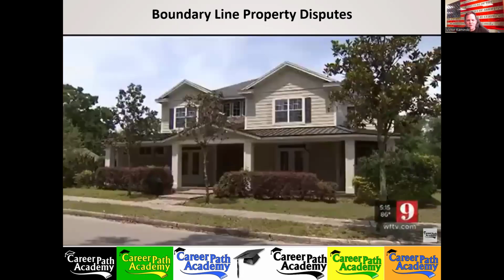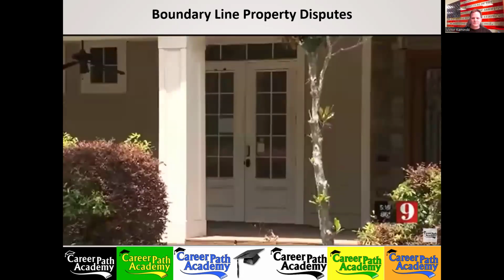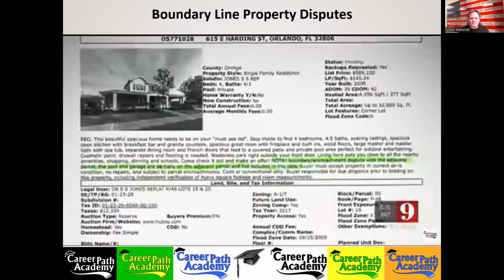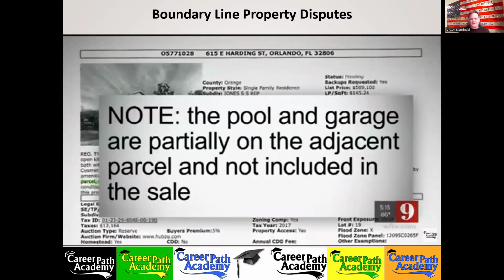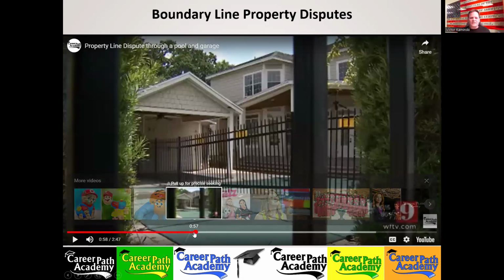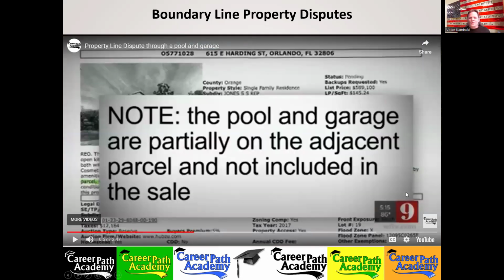This home along Harding Street sat vacant for years, all because of a boundary dispute. The MLS listing says, quote, the pool and the garage are partially on the adjacent parcel and not included in this sale. Stop right there. Would you take a listing like this? No. Nope. This is a freaking headache.